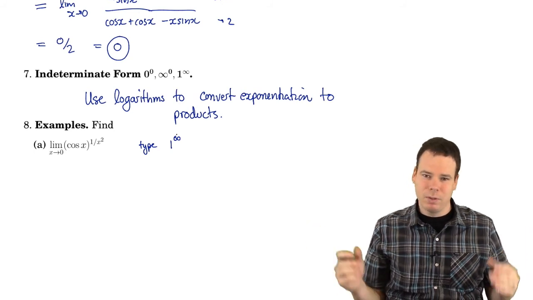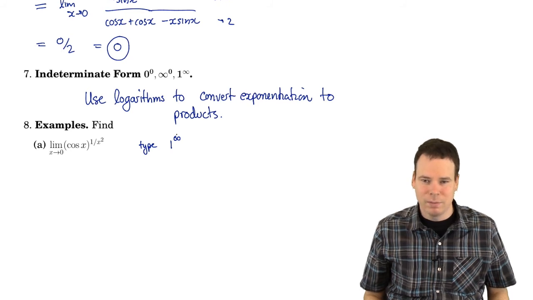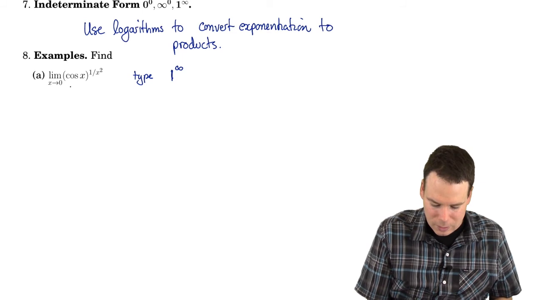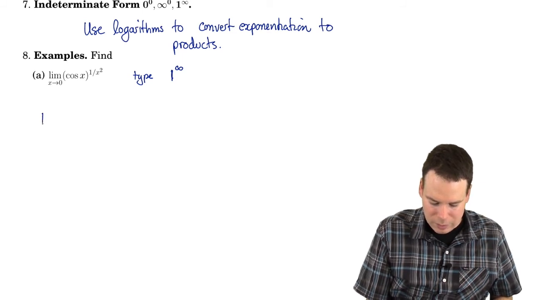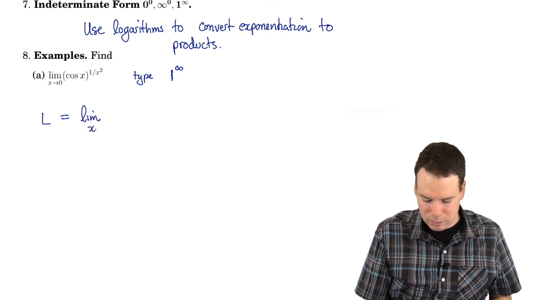We have to find out. And in fact, we'll see that it's actually a number between 0 and 1. So let's have a look. So what do we do first? Well, I'm going to let L be the value of this limit. I don't know what it is, but I'm going to call it L.